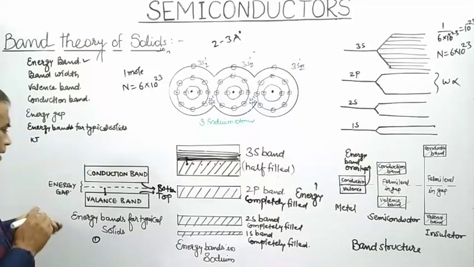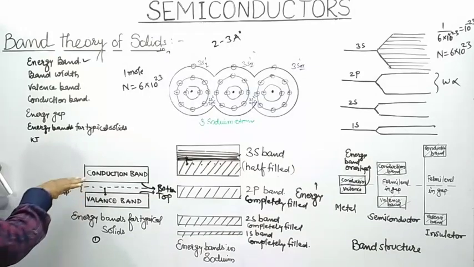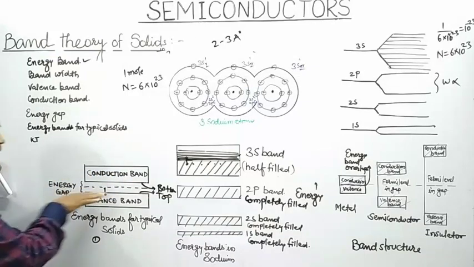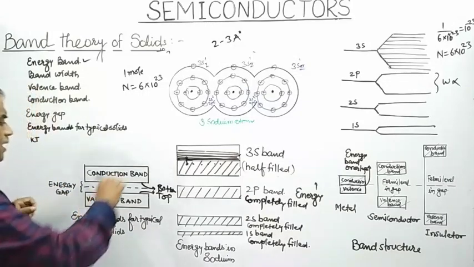So remember, the gap between the bottom of the conduction band and the top of the valence band is called the energy gap.